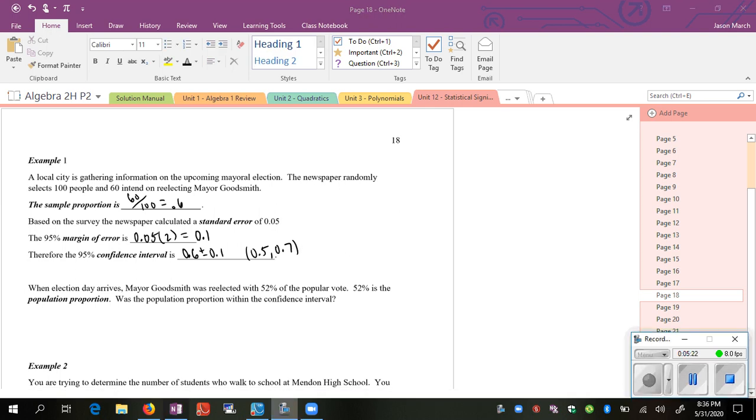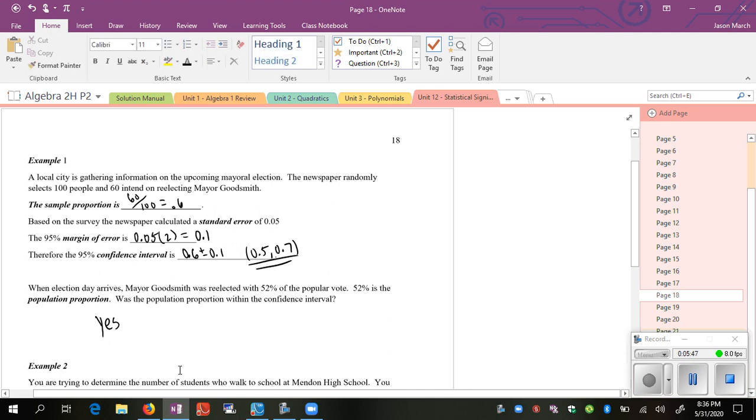All right, so our confidence interval is 0.5 to 0.7. When election day arrives, Mayor Goodsmith was reelected with 52% of the popular vote. 52% is the population proportion. Was the population proportion within the confidence interval? The answer would be yes, because if you look at this, 0.52 is in that interval.